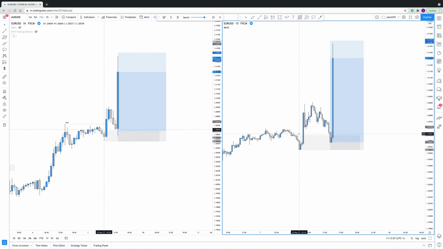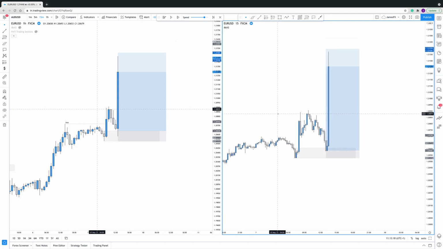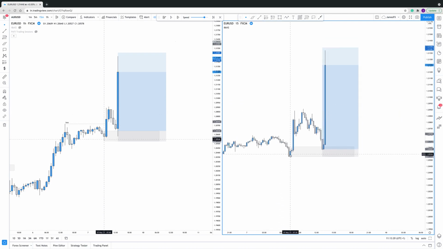Now what we can do is refine our hourly order block down to, well, firstly, where's the last down candle? Well, it's this one here, but if we take the next candle, we haven't engulfed the order block. So let's refine it down to this candle here.